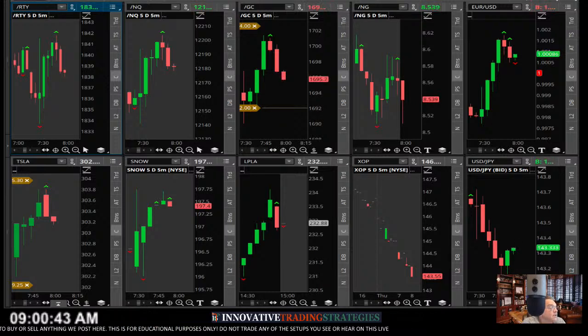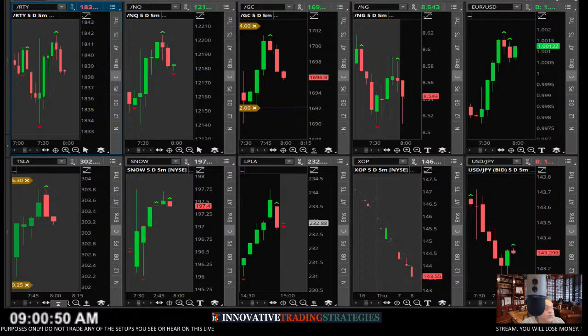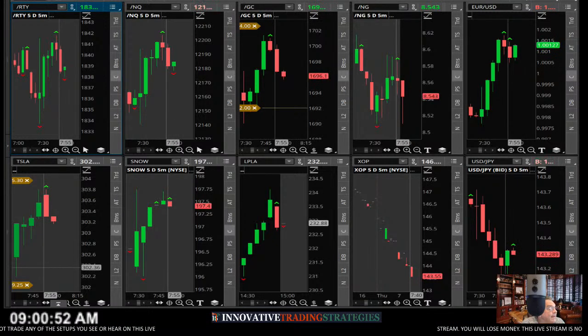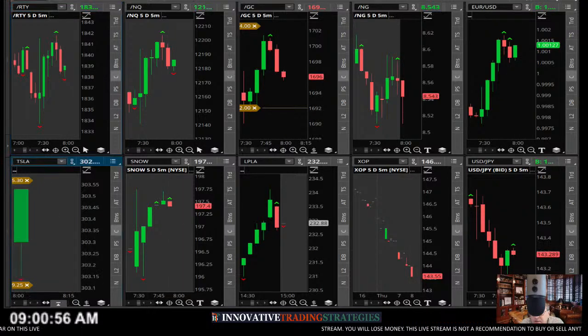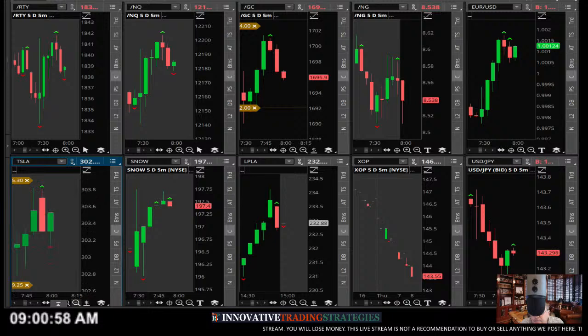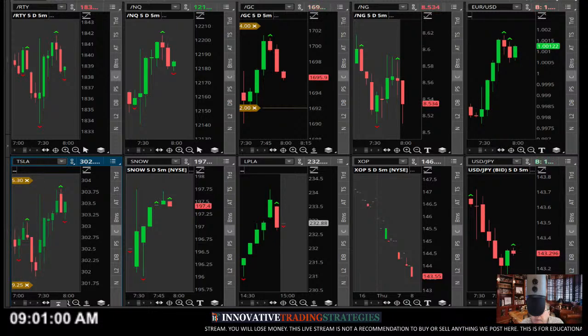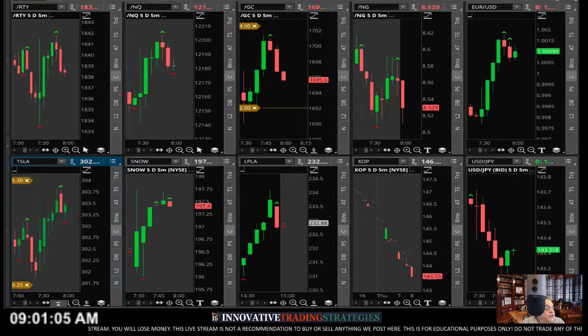Then on Tesla, Tesla's coming in as a buy right here. Target 305.30 with the reversal of 299.25. See if you guys can. I can't see that. 299.25. Nothing on Snow, LPLA or XOP.